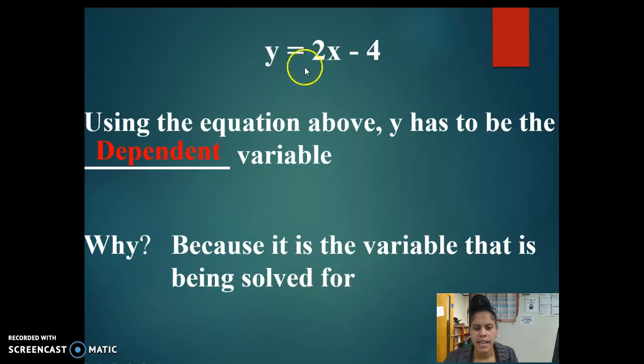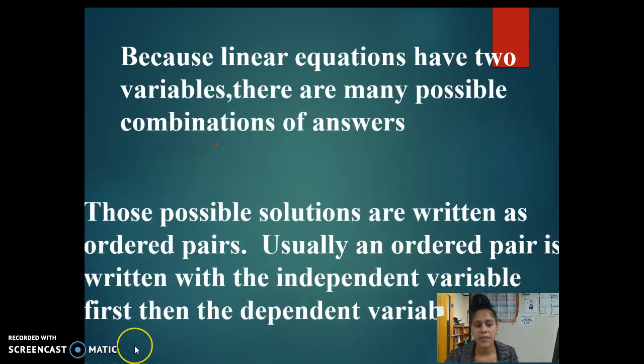For example, y is equal to 2x minus 4. Using the equation above, y has to be the dependent variable. Why? Because it's the variable that is being solved for. Because linear equations have two variables, there are many possible combinations of answers. Those possible solutions are written as ordered pairs. Usually an ordered pair is written with the independent variable first, then the dependent variable next.